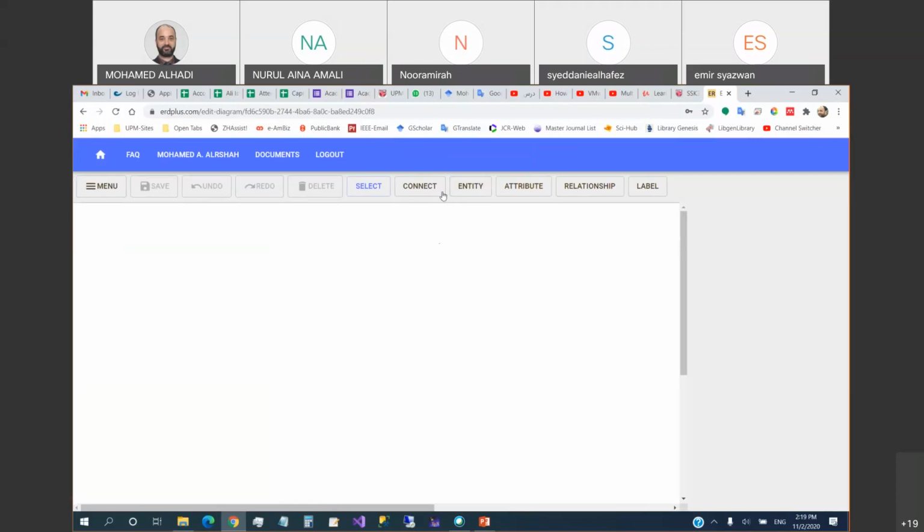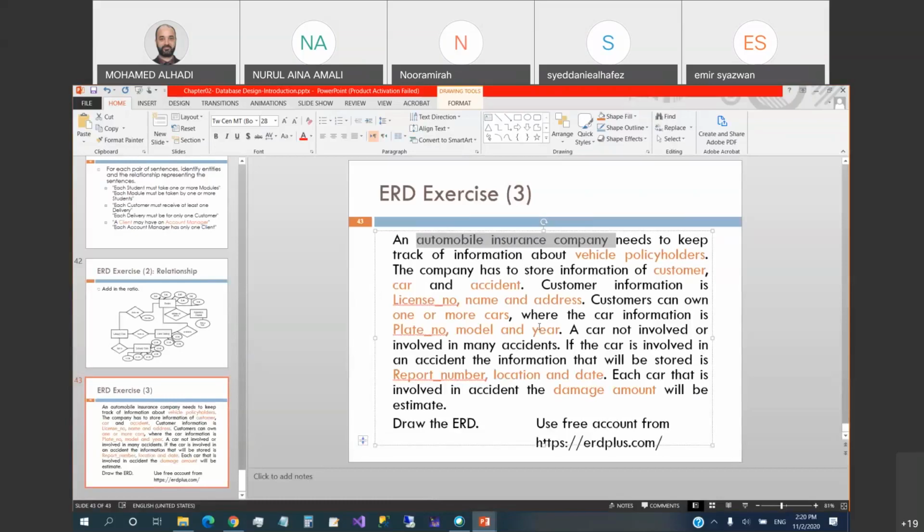Then after that, we need to create entity. So the entity here, based on the scenario, the first entity. Let us now see. I will give you 2 minutes only. I will close my mic. I will give you 2 minutes to find what kind of entities we have here, and then we open our mics and we discuss together. Okay?